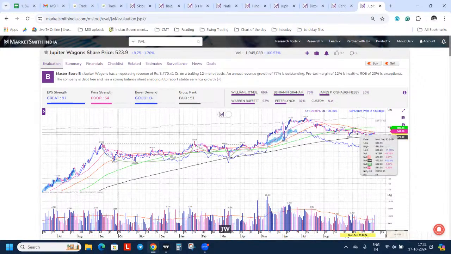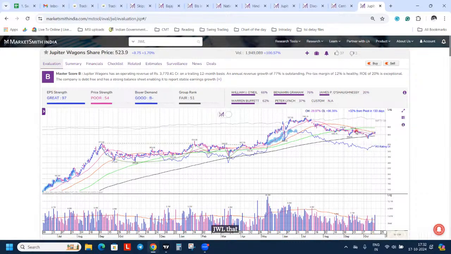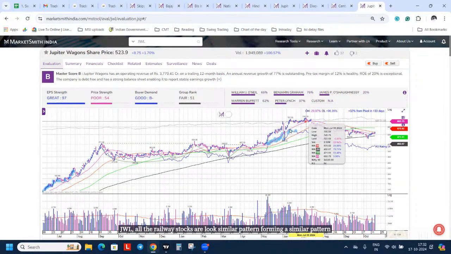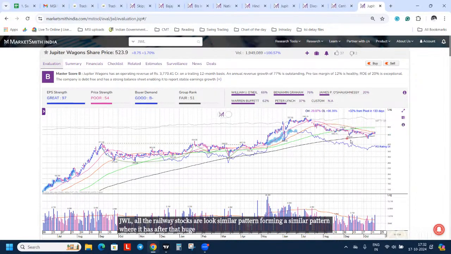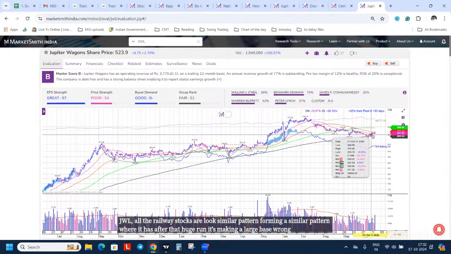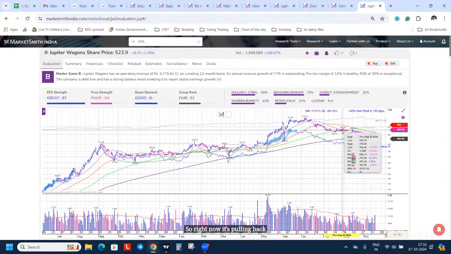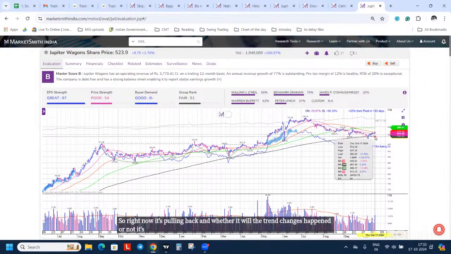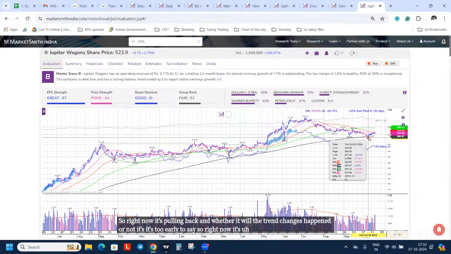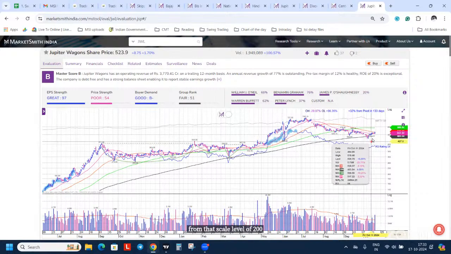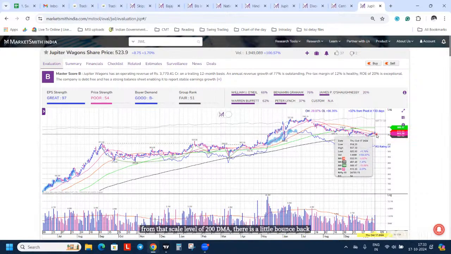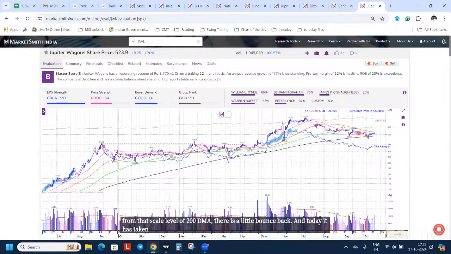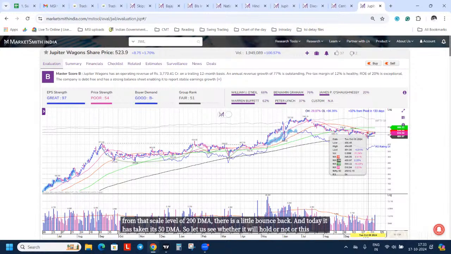JWL: all the railway stocks are forming a similar pattern, where after that huge run it's making a large base now. Right now it's pulling back, and whether a trend change has happened or not, it's too early to say. From its key level of 200 DMA there is a little bounce back, and today it has retaken its 50 DMA. Let us see whether it will hold or if this is just a pullback rally.